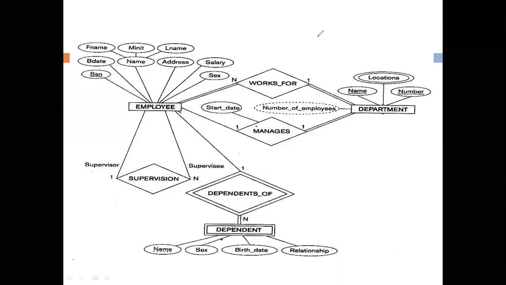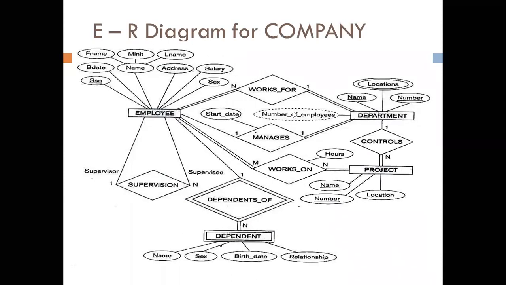So let us see the next relation which we had, which is project. So project is over here. Project will have a name, number, location. Each project will have an employee. So that is again total participation. That is, all the employees must work on some project, and each project must have an employee. So that's why it is a total participation, indicated by double lines.